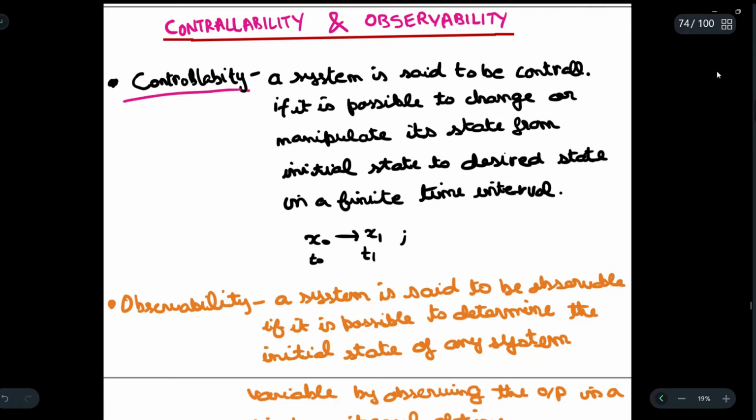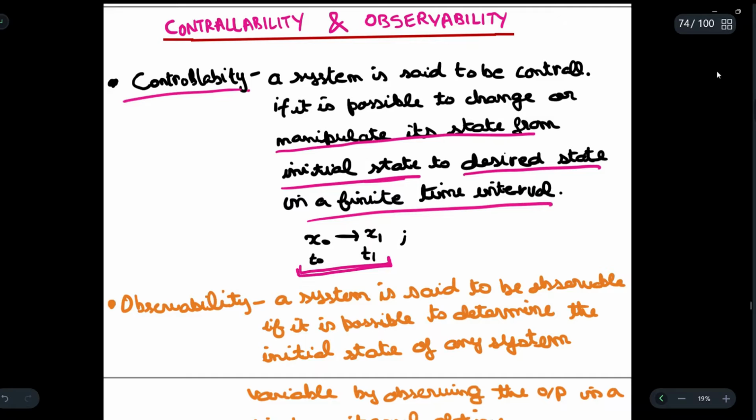A system is said to be controllable if it is possible to change or manipulate its state from an initial state to a desired state. That is, if we are able to manipulate a system from its initial state to a desired state in a finite time interval, then it is said to be controllable.